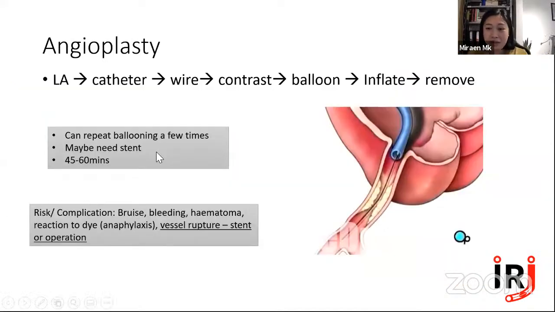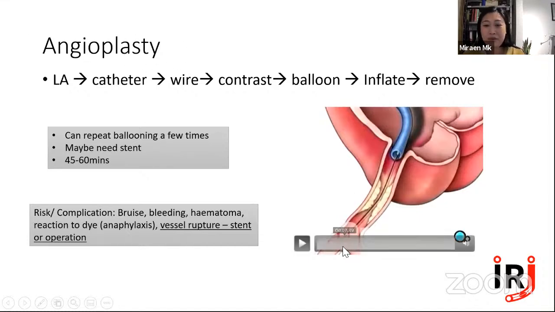Okay, moving on to angioplasty. So like I said, this is the one that sounds like party, and there are balloons involved. So I'll play this short video.